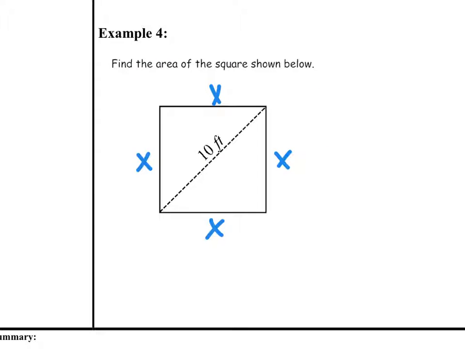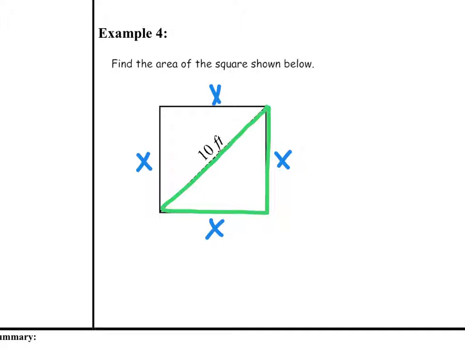I can label all of them X because they should all have the same measure, so I shouldn't put different variables because they're all going to be equal. So if I just focus on one of these right triangles, then I should be able to use Pythagorean theorem.